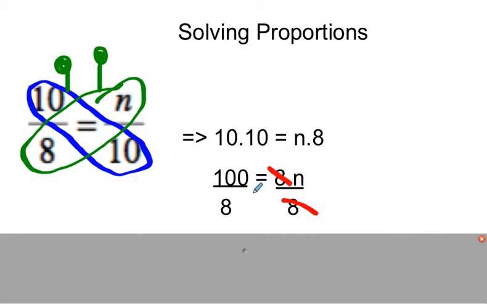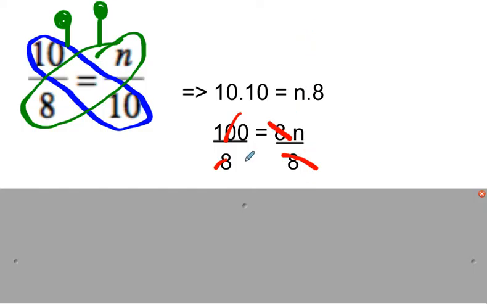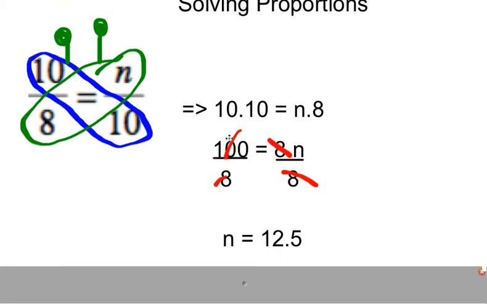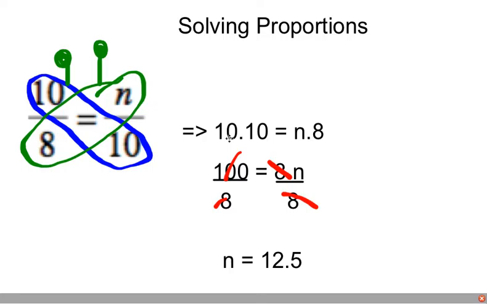12.5. So this and this cancel, and we end up having n equal to 12.5. This is the answer to this problem. Okay, this is the first example of solving a proportion. Feel free to pause the video from the beginning, do it on your own, and make sure that you got the same answer, and move to the next video.